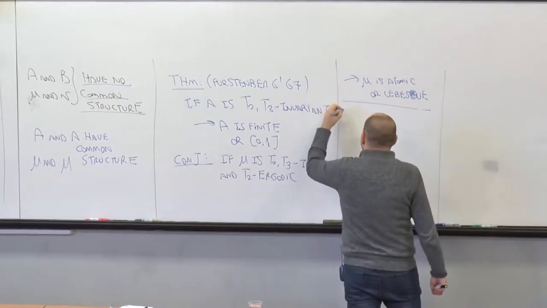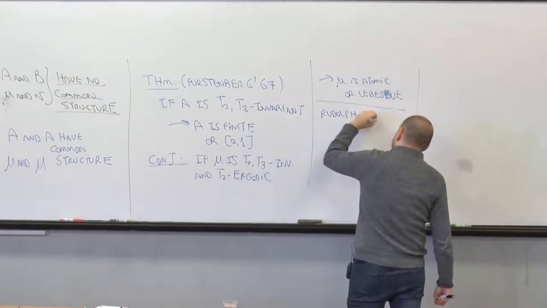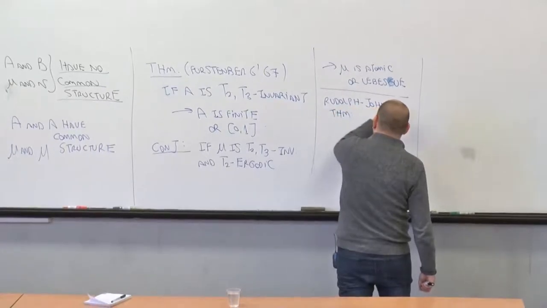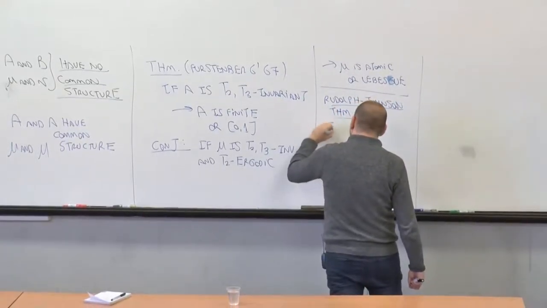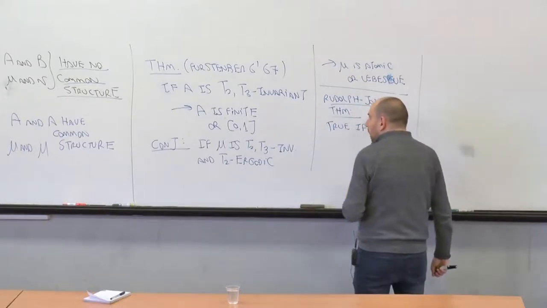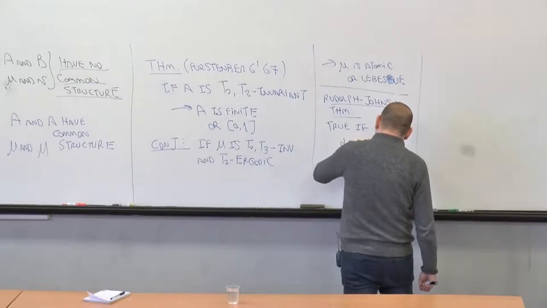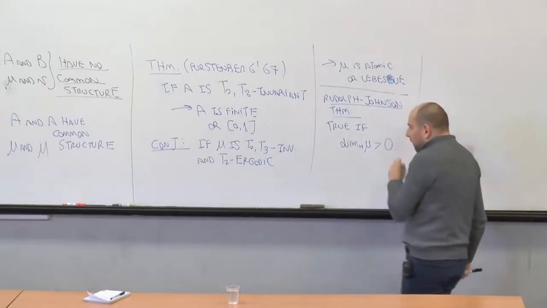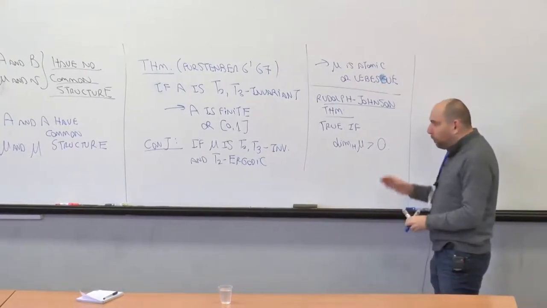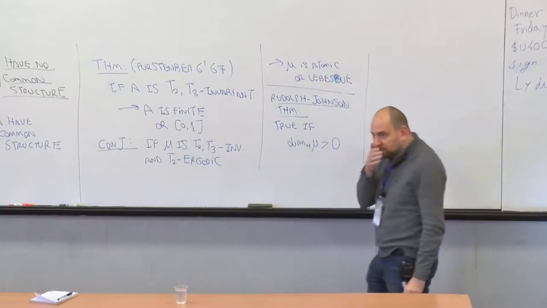OK, so another famous theorem in ergodic theory is the Rudolph-Johnson theorem that says that the conjecture is true if mu has positive entropy. And positive entropy is the same as positive dimension. So I prefer to write it instead of dimension to emphasize the point that I just made. So the case which is open, and basically nothing is known about for measures, is somehow the case which is easy for sets.